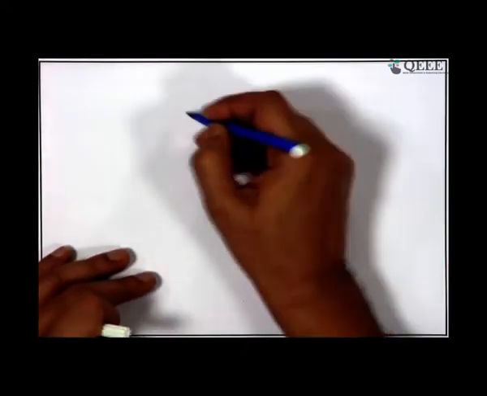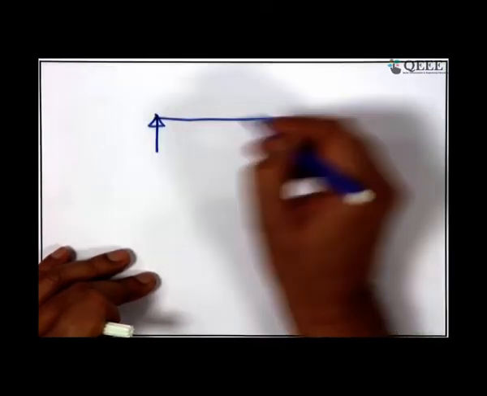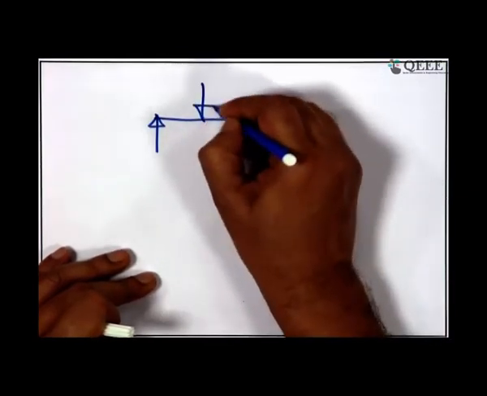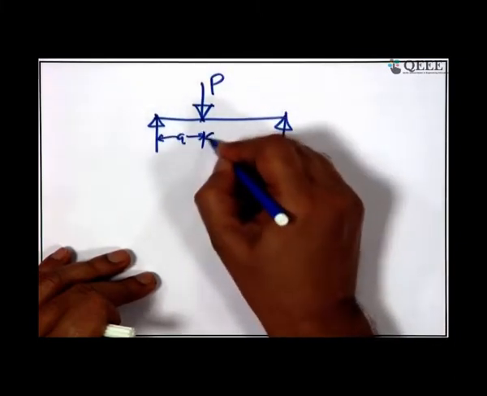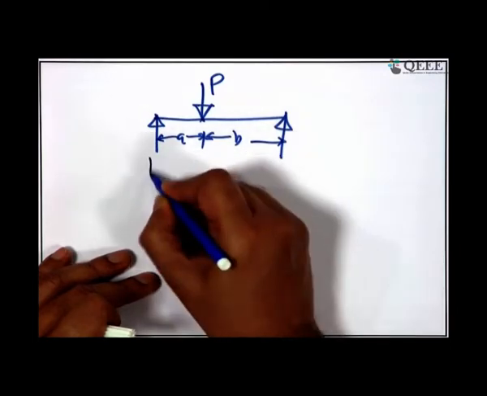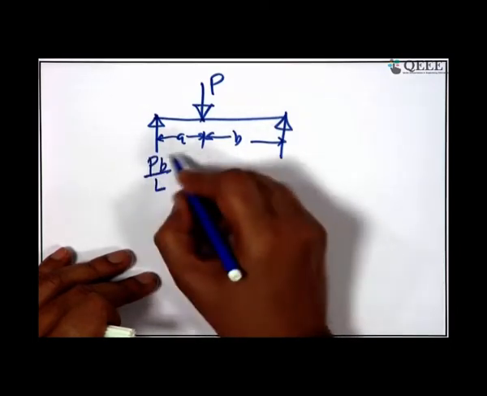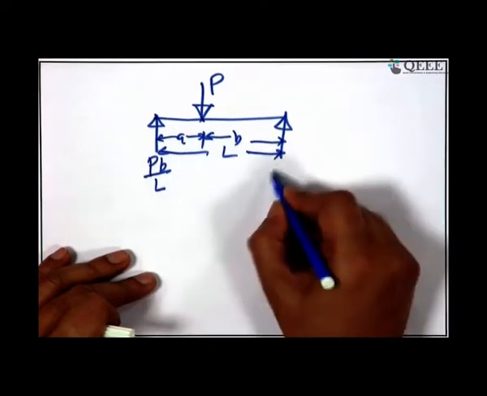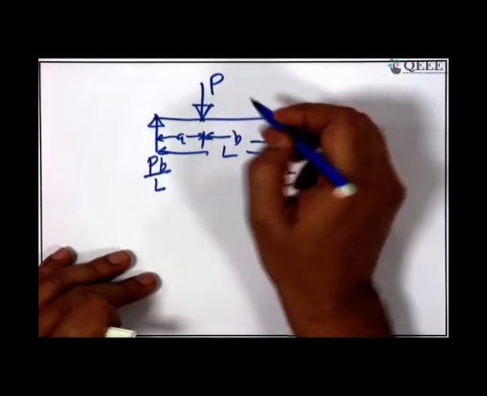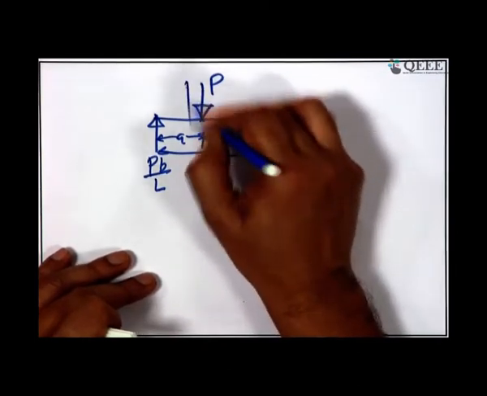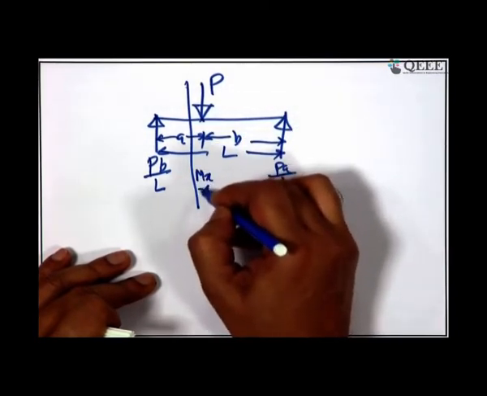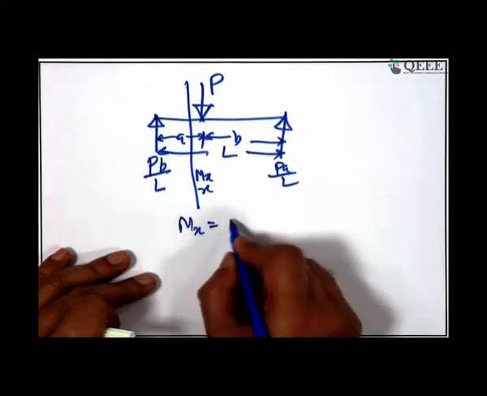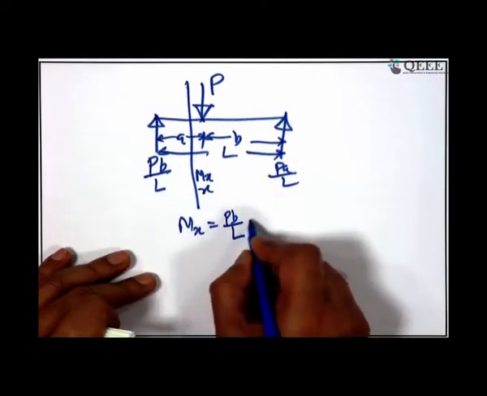Now, for the students, let us take an example of a beam. We are having a load here. This distance is a, this distance is b. So, your reaction here is P b by L if the total length is L, and this is P a by L. Now, if you are interested in determining the bending moment here at a section x, which is Mx, then Mx will be P b by L into x.